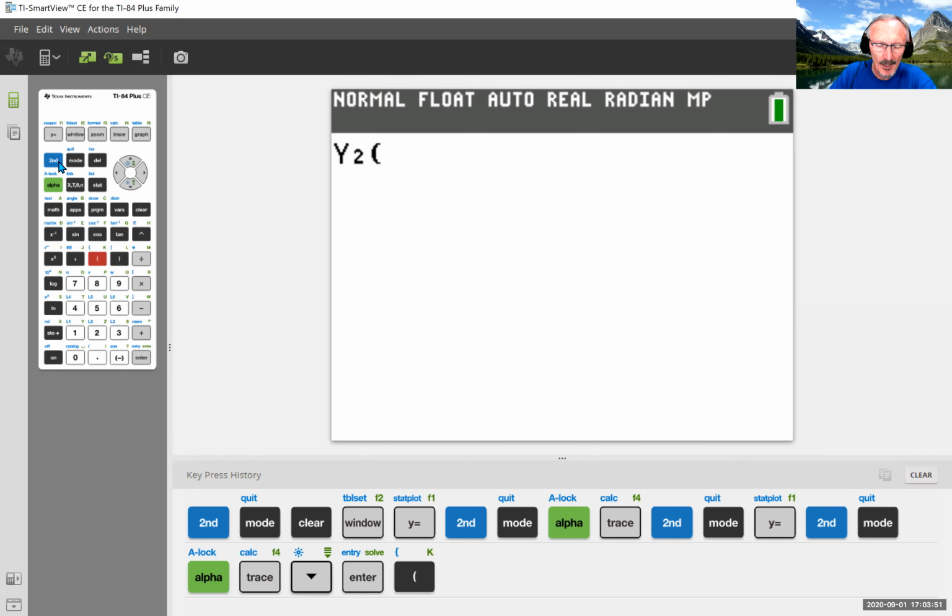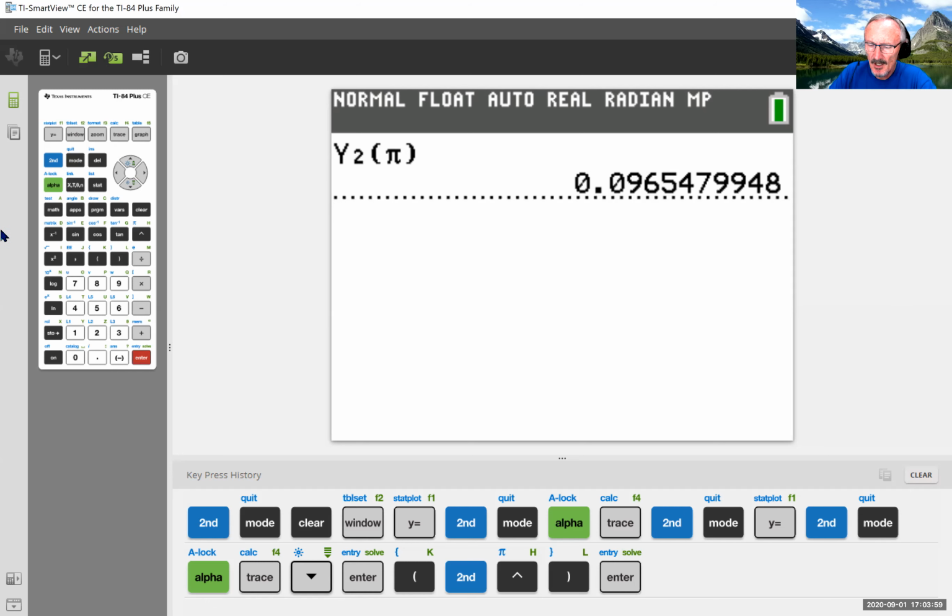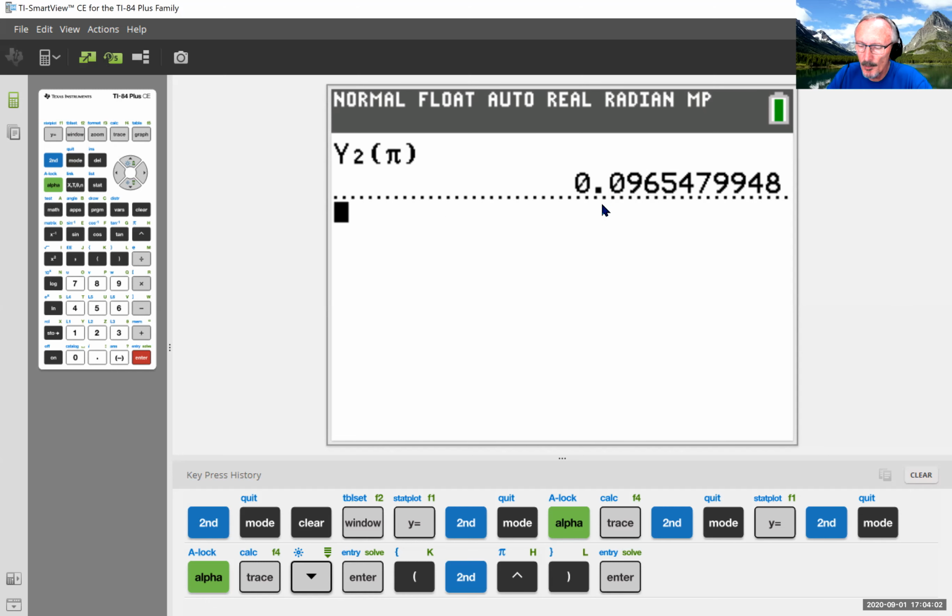And so we'll evaluate that at pi. And let's see what we get. So entering this, I am getting basically 0.0965 as the value of that expression at pi. 0.097 rounded off, okay? So let's see, k is approximately 0.097 according to our computation.